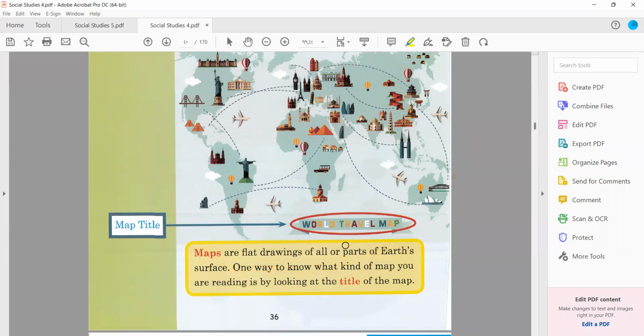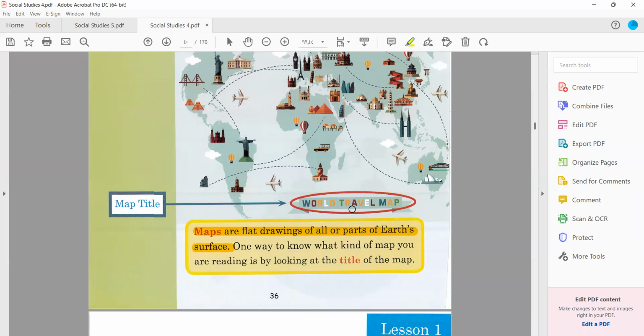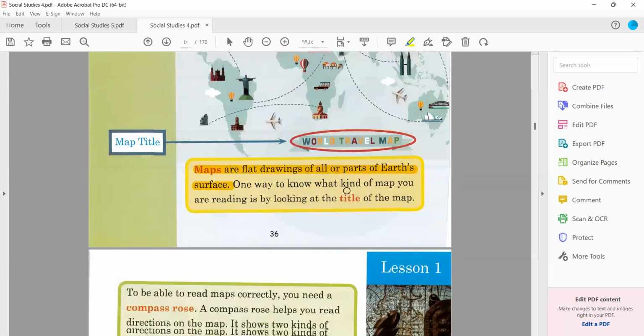So, like we said, maps help us understand about Earth. Also, maps are flat drawings. So it's like a painting of all the parts of Earth's surface. One way to know what kind of map you are reading is by looking at the title. So this is the title of this map called World Travel Map.